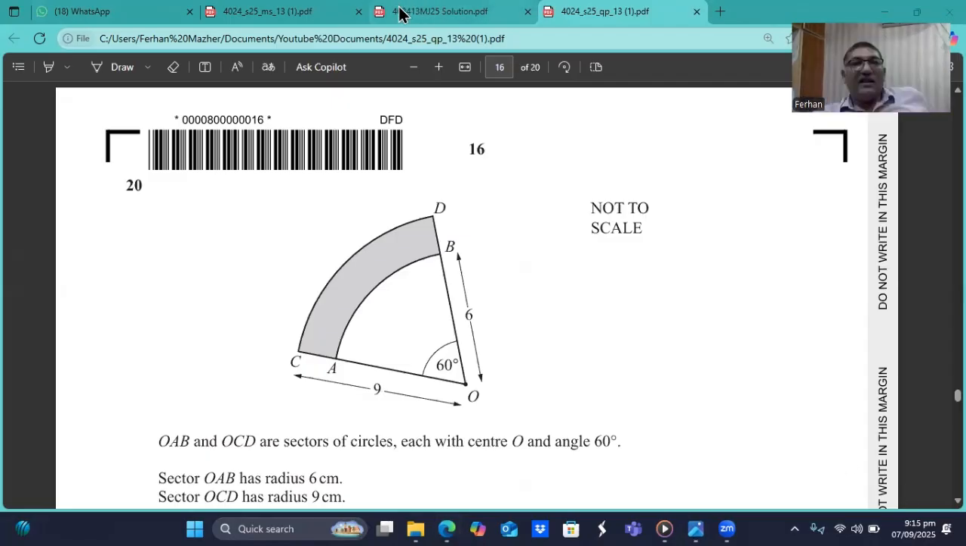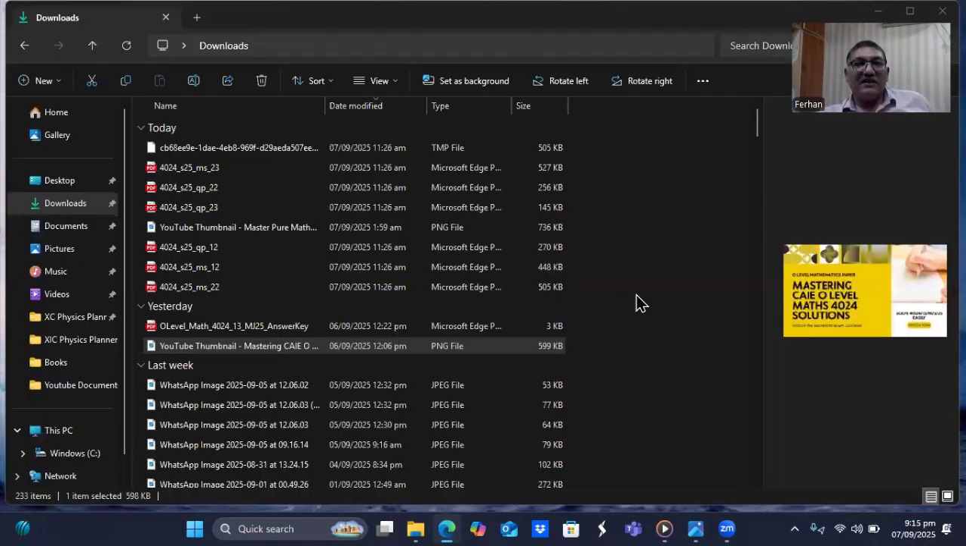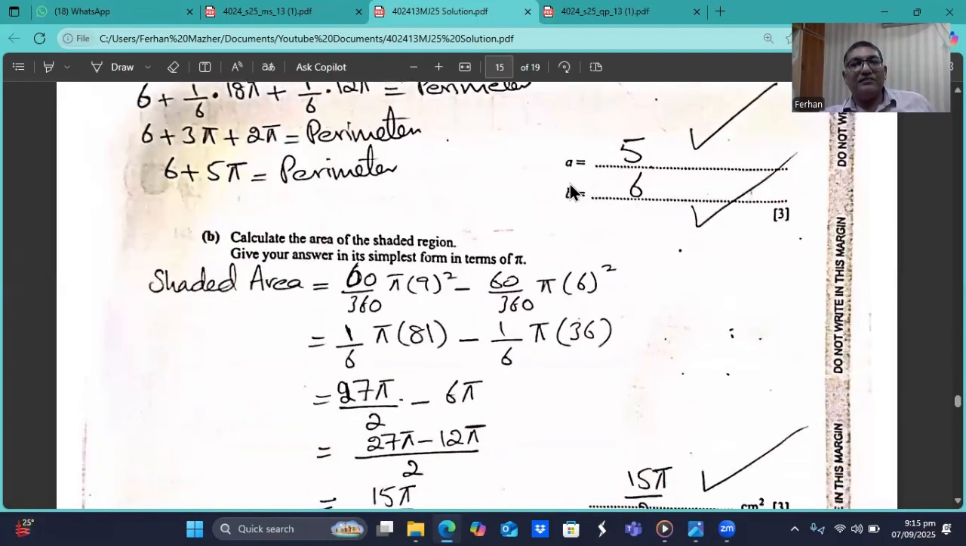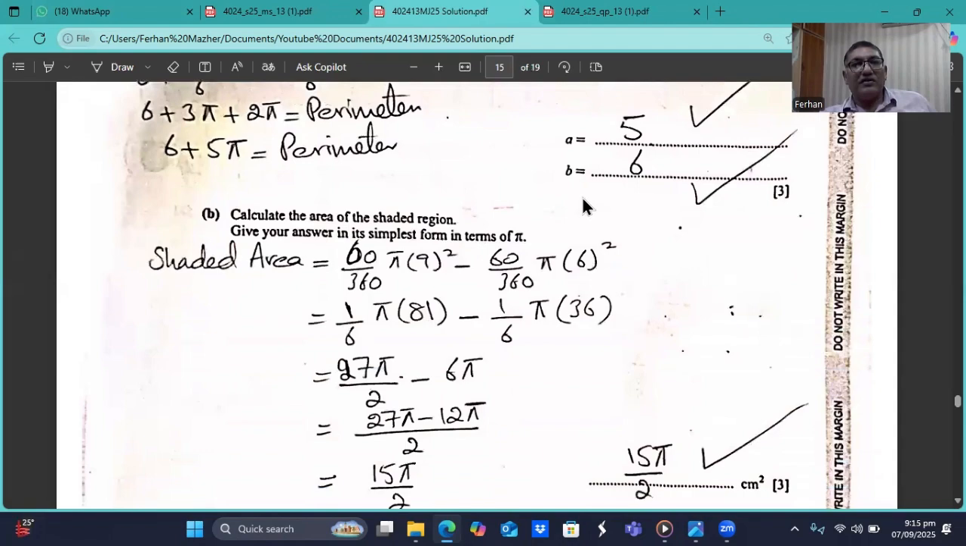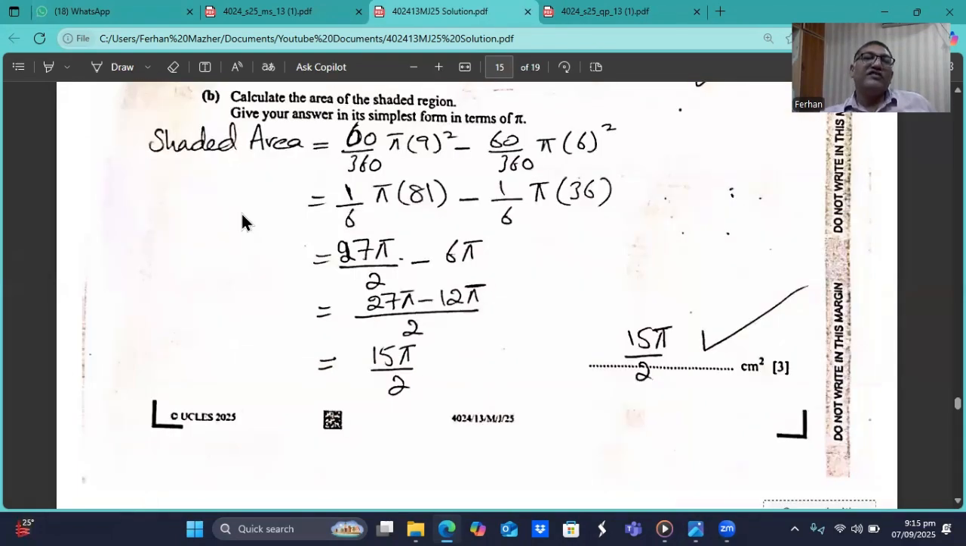Let me show you how this is done. And here we go. Calculate the area of the shaded region. That will equal the area of the larger sector minus the area of the smaller sector. So this will be 60 divided by 360 times pi times 9 squared, minus 60 divided by 360 times pi times 6 squared. The area of a sector is theta by 360 times pi r squared.